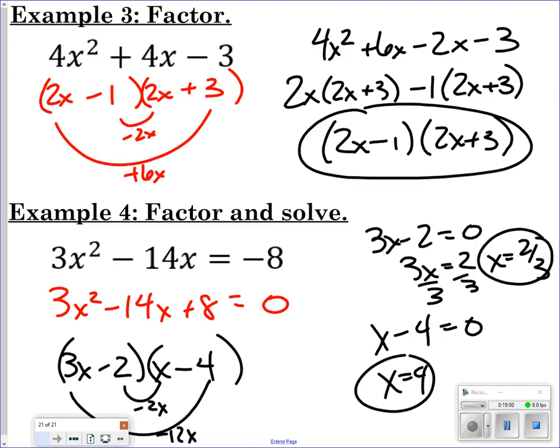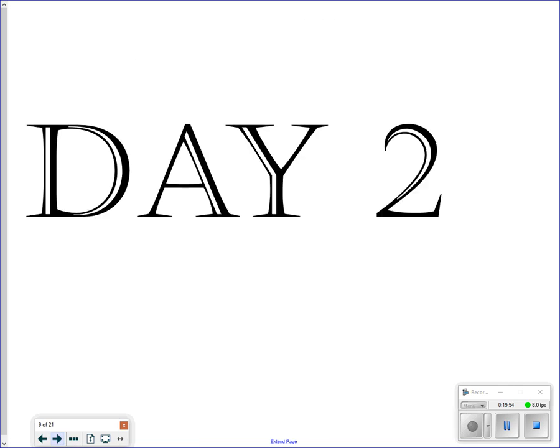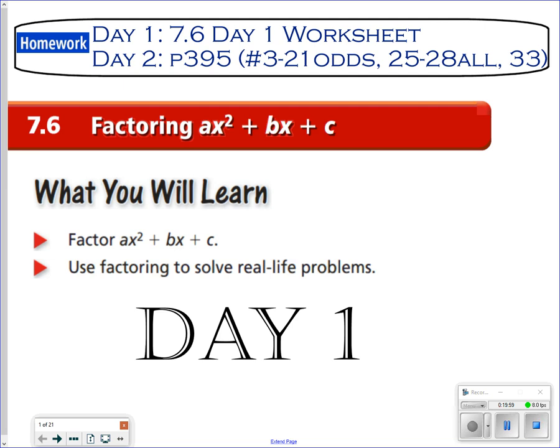Your homework assignment was all the way back on the front. Oh, I'm sorry, not all the way back, on the very front, if I remember right. So your homework assignment is on page 395, 3 through 21 odd.